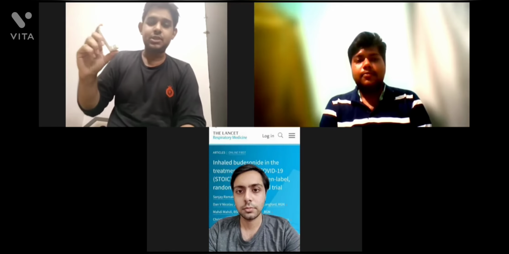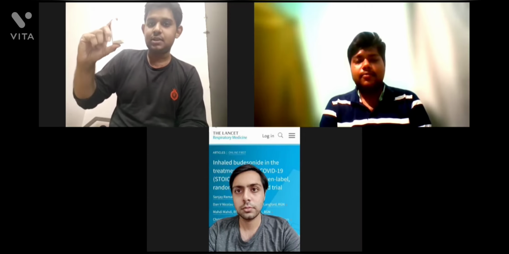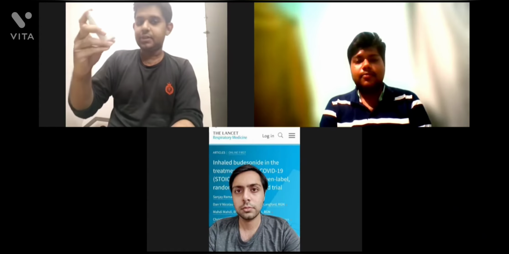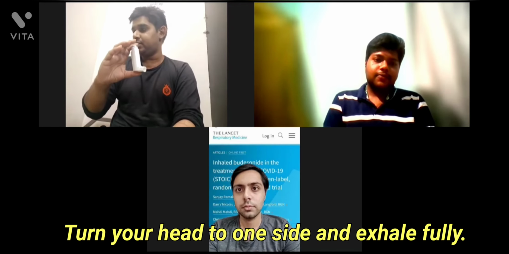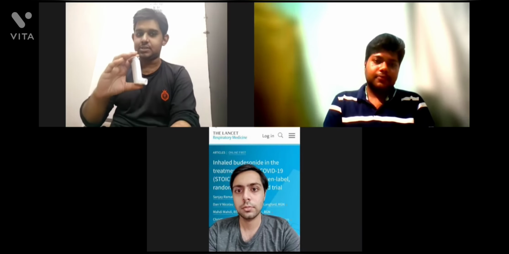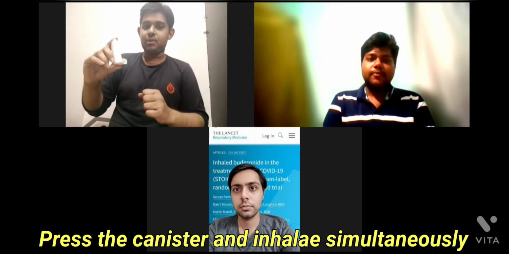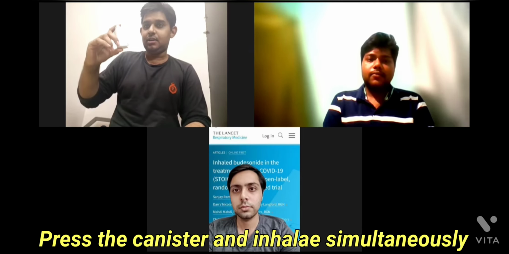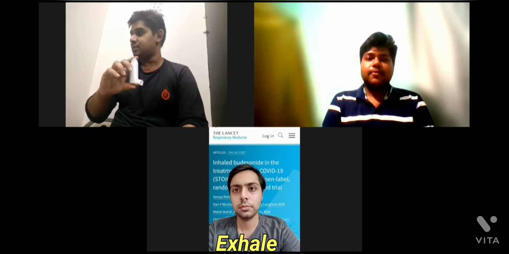For first-time users, what they have to do is press the canister once to ensure an uninterrupted burst of the medicine. After that, we look to one side and then exhale slowly, just like this. Exhale slowly. After that, here comes the tricky part. Now we have to coordinate breathing in for some time and pressing the canister to release the medicine. First I'm going to demonstrate it, then I'll explain it. I exhaled once.